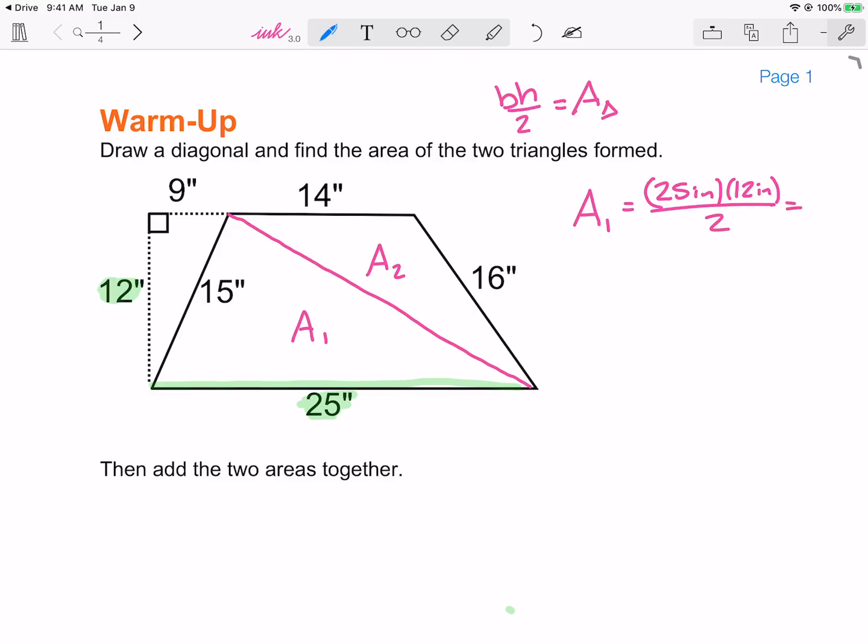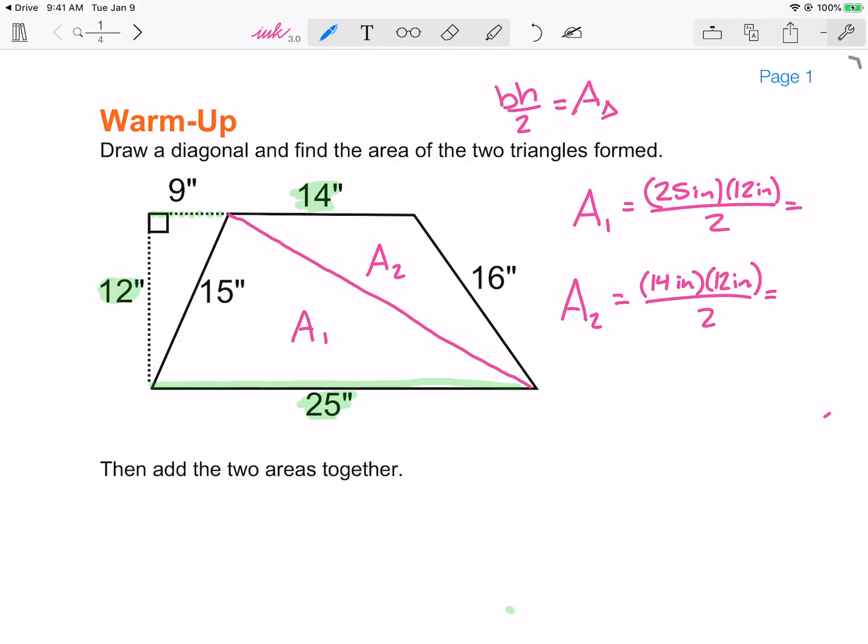Okay, and then I'll do the same for area 2. Find its base. Well, this is the 14, and it is also perpendicular to, if I extend this line, it's also perpendicular to the 12. So that area will be 14 inches times 12 inches and divide that result by 2.